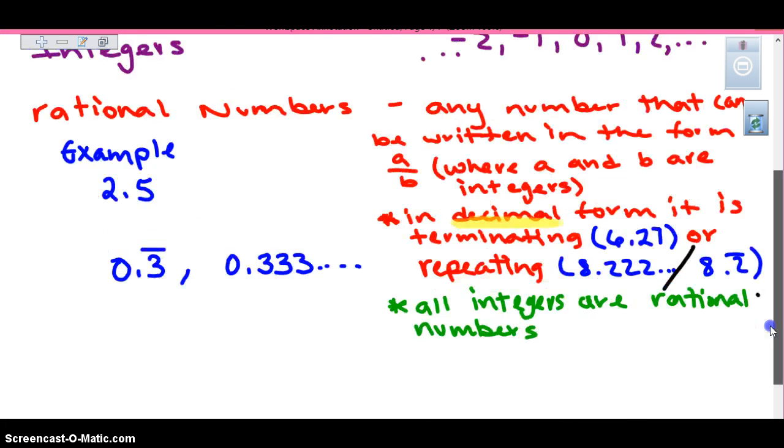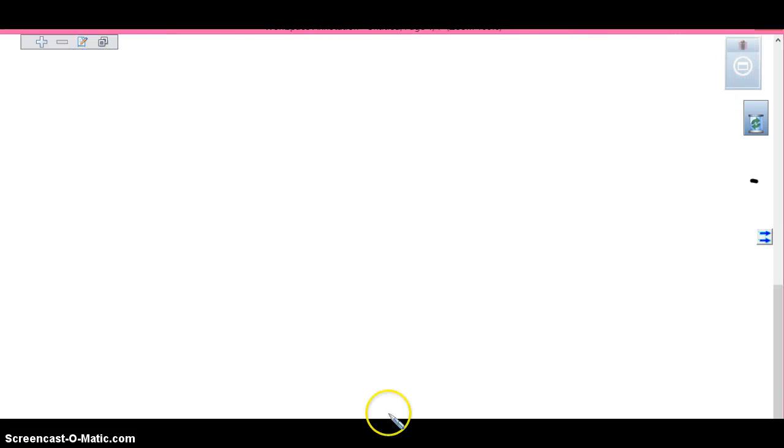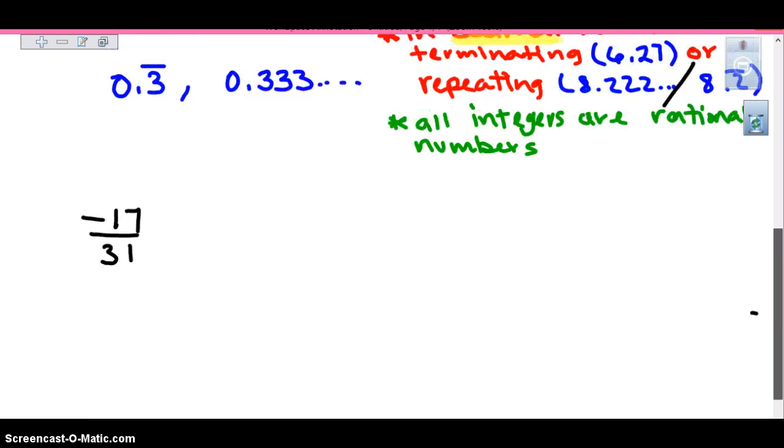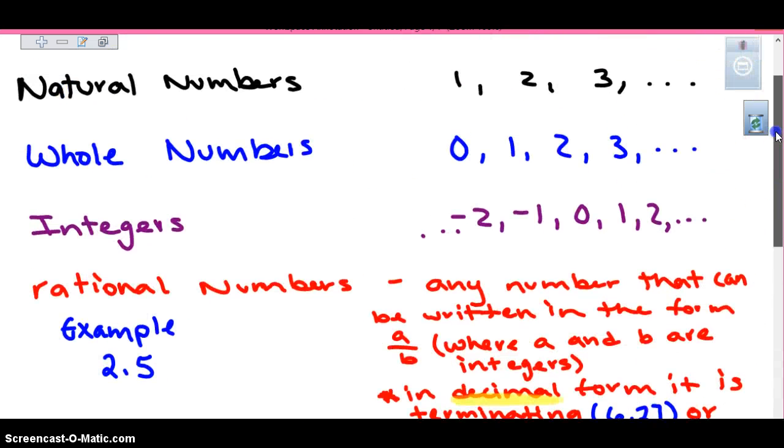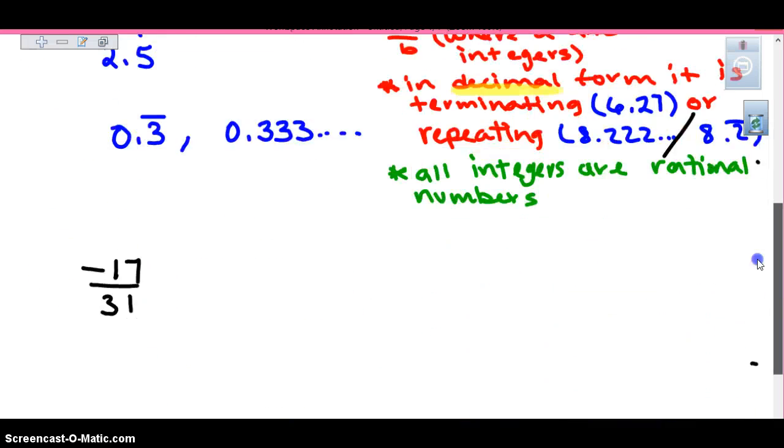So let's try some examples. If we need to classify the number, we have to name the set of numbers to which each number belongs. So we have negative 17 over 31. Would negative 17 over 31 be a natural number? A whole number? An integer? It's a rational number.